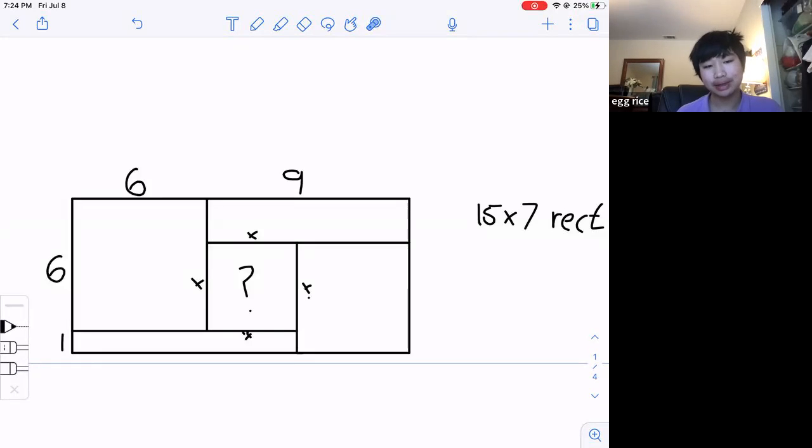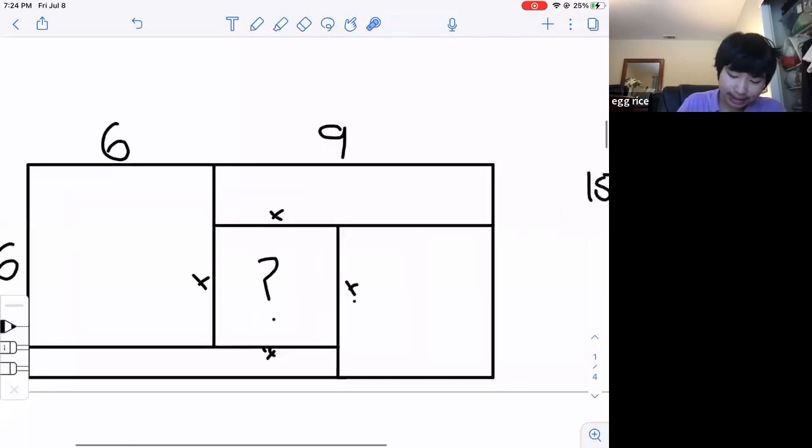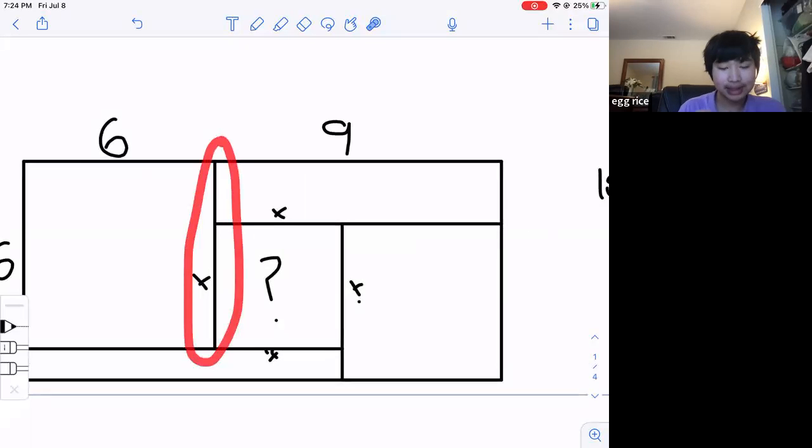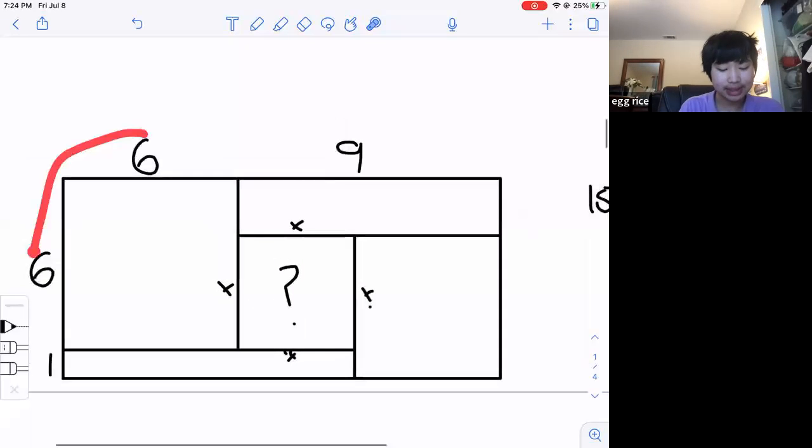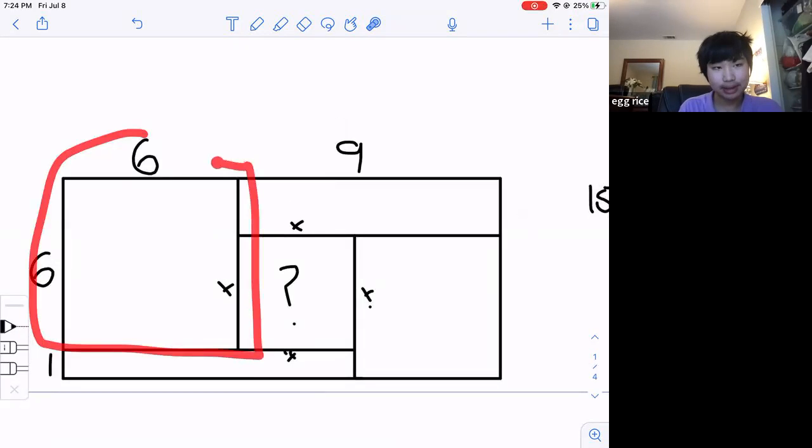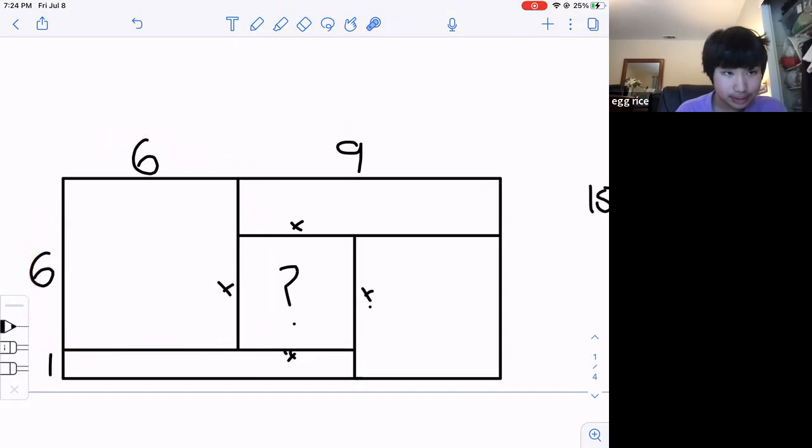What other kind of unknown values do we have here? What lengths do we not know? Because for instance, in this case, we know what this length is, right? Because this length is obviously 6 because it is a square, of course. And the height of the 9 is 2. Sorry, what?